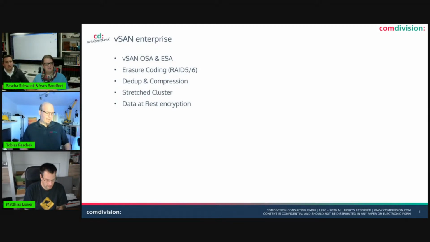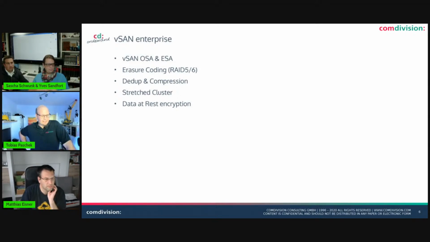Toby? Yeah. So OSA and ESA is there. OSA is the old storage architecture. No, to be honest, it is the original storage architecture, and ESA is the enterprise storage architecture. So this is, from a naming perspective, the difference. What is the difference technically behind?